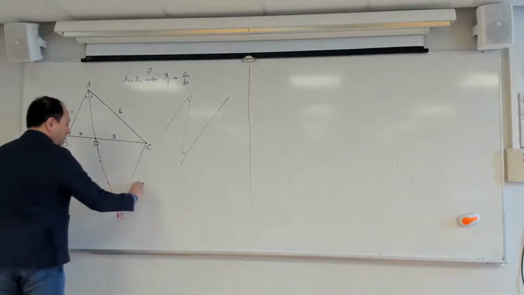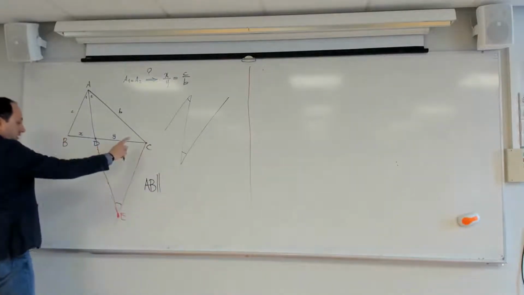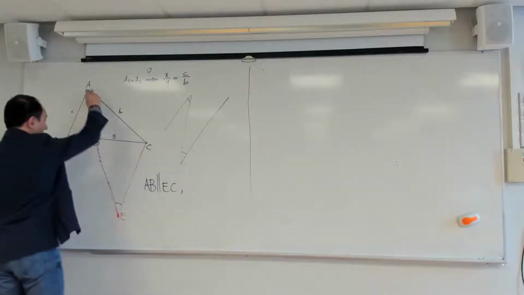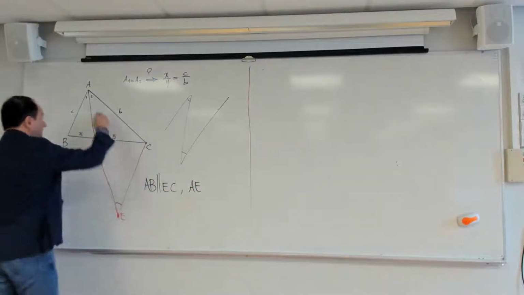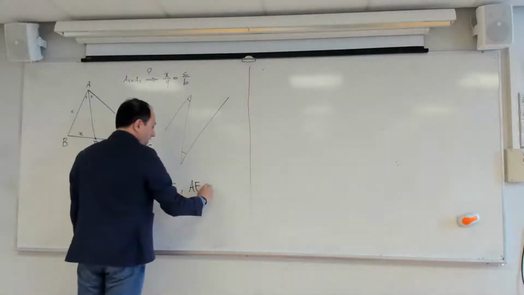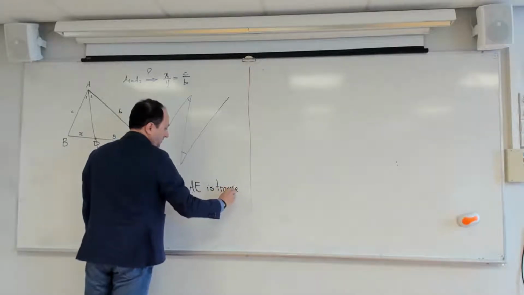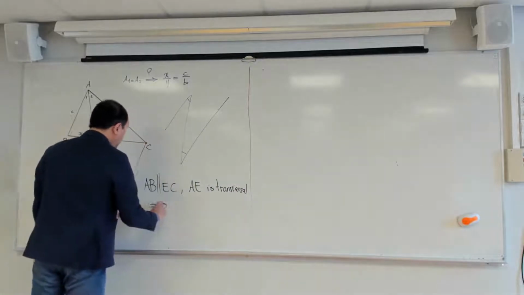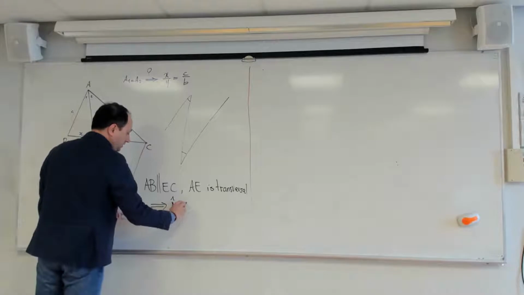So I would write AB is parallel to EC, and you need to write that AE is, I don't know why I wrote transverse, it should be transversal. So AE is transversal. And then this implies that angle A1 is equal to angle E.